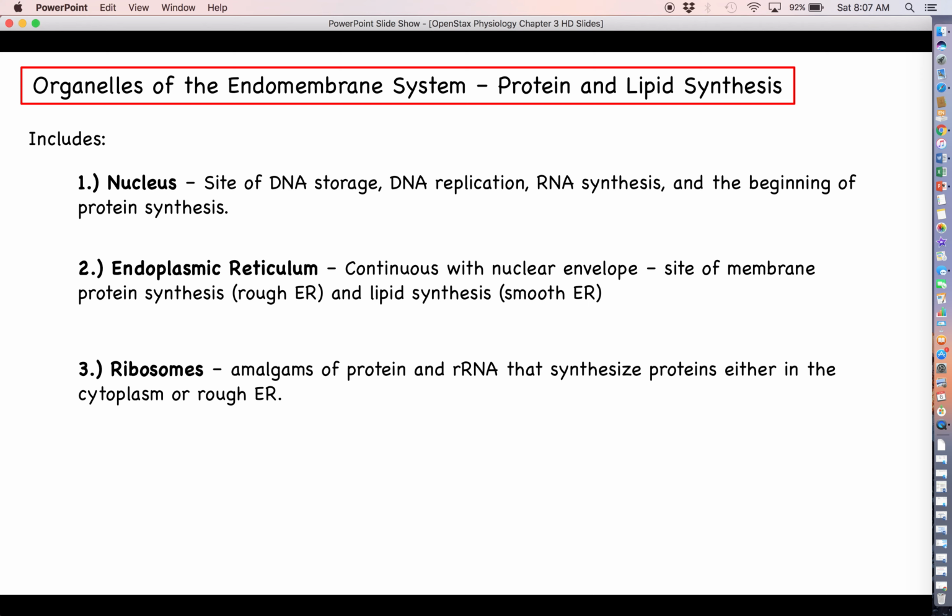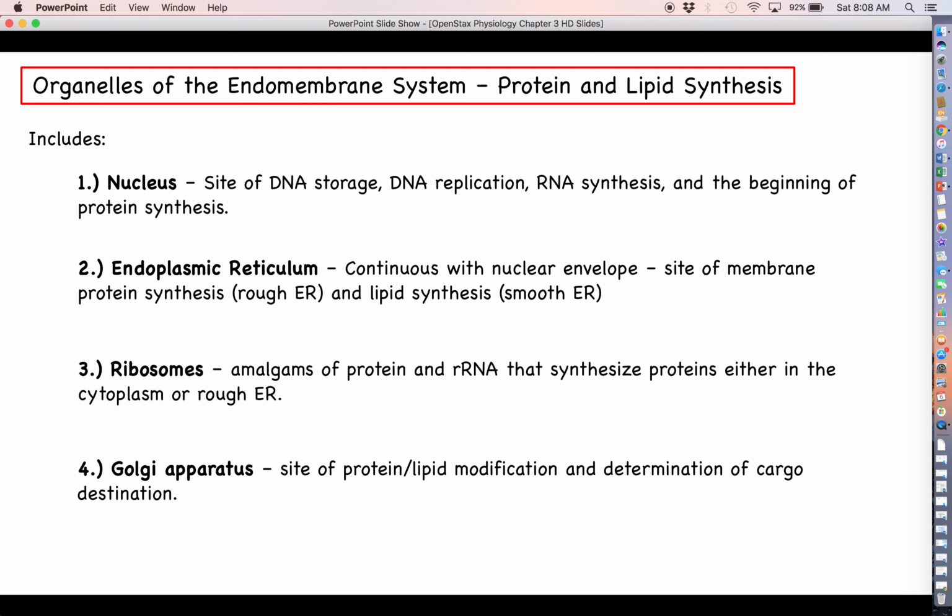Ribosomes are not actually organelles, but they are very important structures that are a combination of both protein and ribosomal RNA. These are basically little protein-making machines. If a protein is going to be synthesized in a cell, it's going to be a ribosome that does it. Ribosomes are little protein-making factories that can either be freely floating around in the cytoplasm, or they can be embedded in the rough ER.